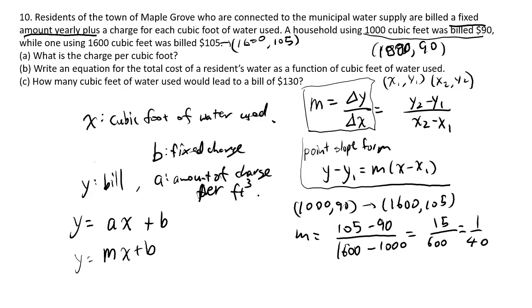And then next is to use the point slope form, which is y minus y1, where we're going to use x1 and y1 as these. So y minus 90 equals 1 over 40 times x minus 1,000. Alright, so that's the formula for the line. Now I have to solve this in order to make it into this form. Okay, so let me just erase this part.